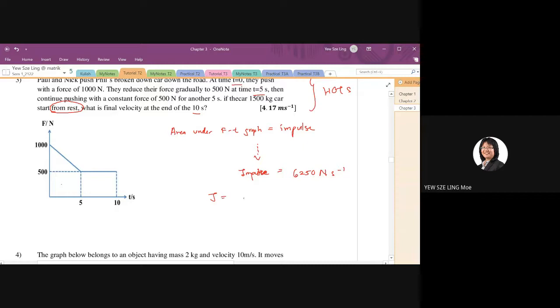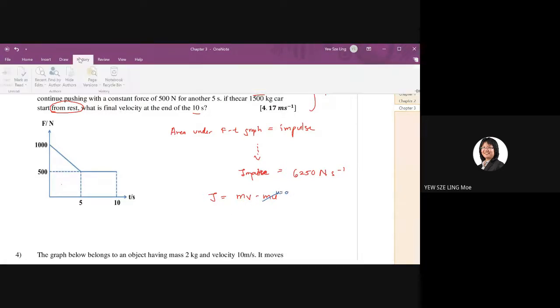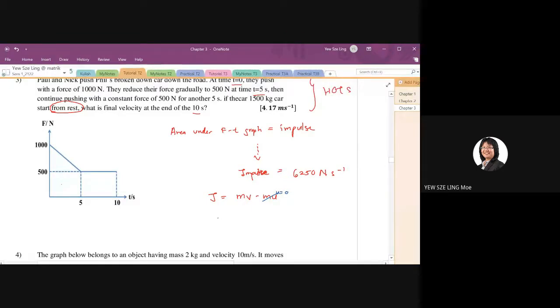So again, J equals mv minus mu. We have u equals 0, because the car starts from rest. Therefore, J is 6250 equals your m, which is 1,500 kg, times v. Rearrange the equation, v equals 4.17 m s^-1. Okay, v equals 4.17 m s^-1.